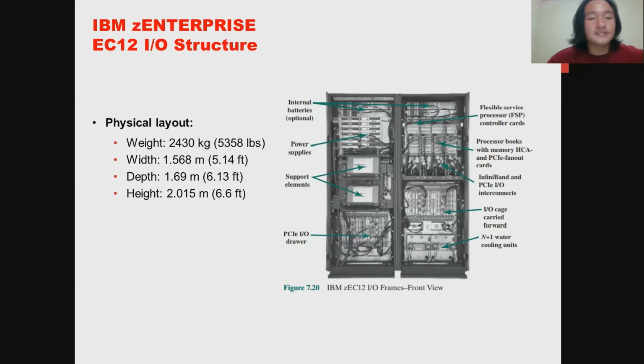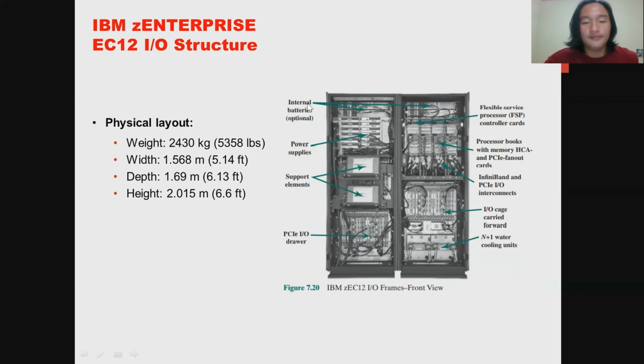The IBM zEnterprise EC12 input-output structure. The physical layout. The weight is 2,430 kilograms. The width is 1.568 meters. The depth is 1.69 meters, and the height is 2.015 meters.